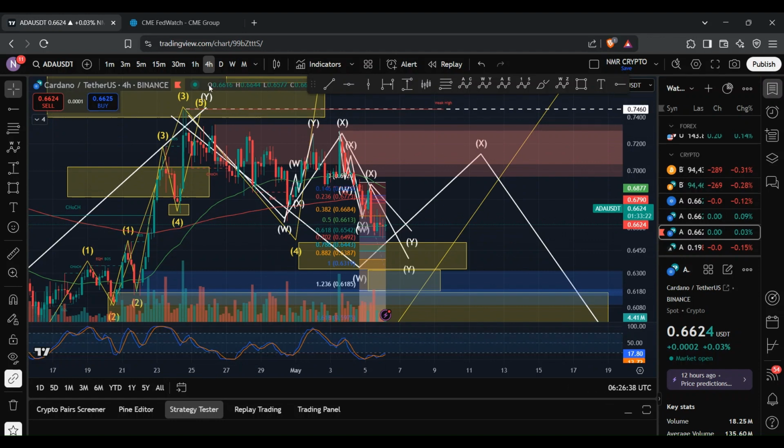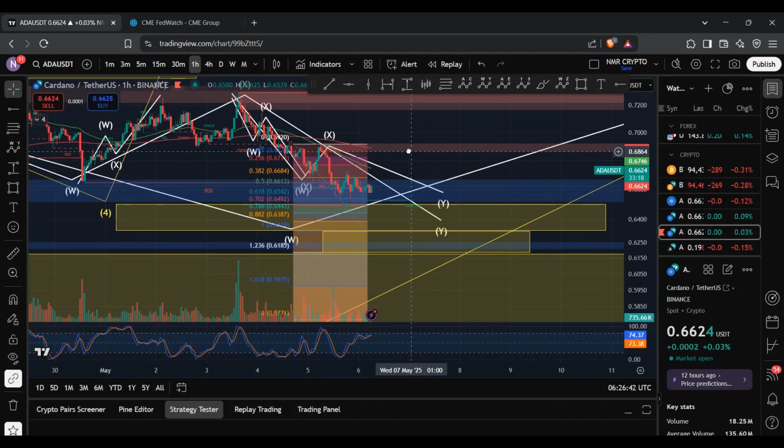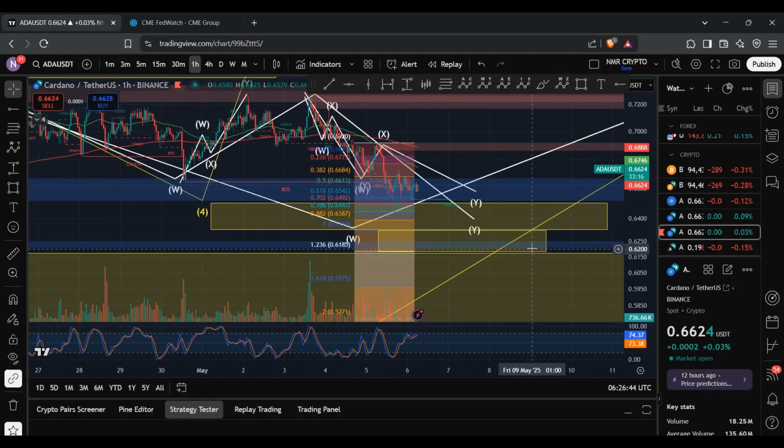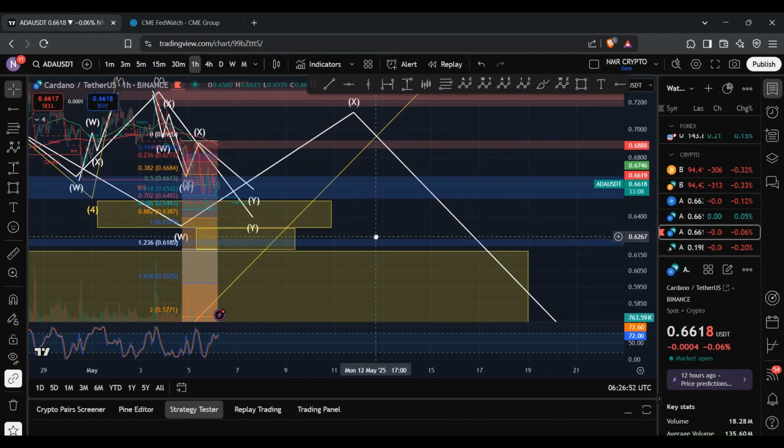And so it will be interesting to see how ADA reacts to the Fed meeting tomorrow. And again, I am anticipating a further move to the downside where ADA can then potentially reach this target here. Whether that happens today or whether that happens tomorrow, only time will tell. But of course, this is something I'm going to be tracking. And so that's just my quick update on Cardano ADA.